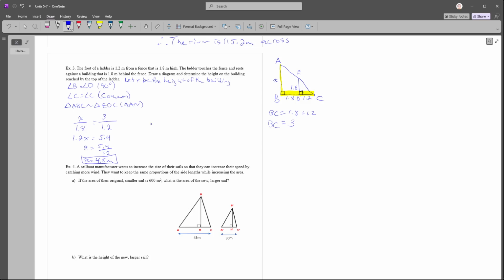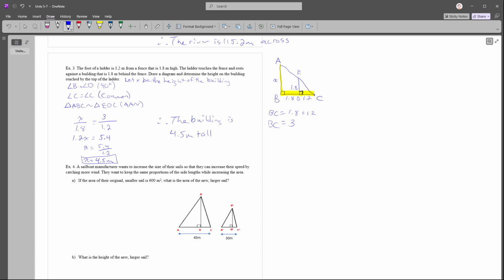And that's it. That's all the question was asking. We just need a therefore statement. It's just asking us how tall the building is. So therefore, the building is 4.5 meters tall. This is a pretty small building. 4.5 meters is not very big at all. Okay. So we have, pardon me, question number 3 done.